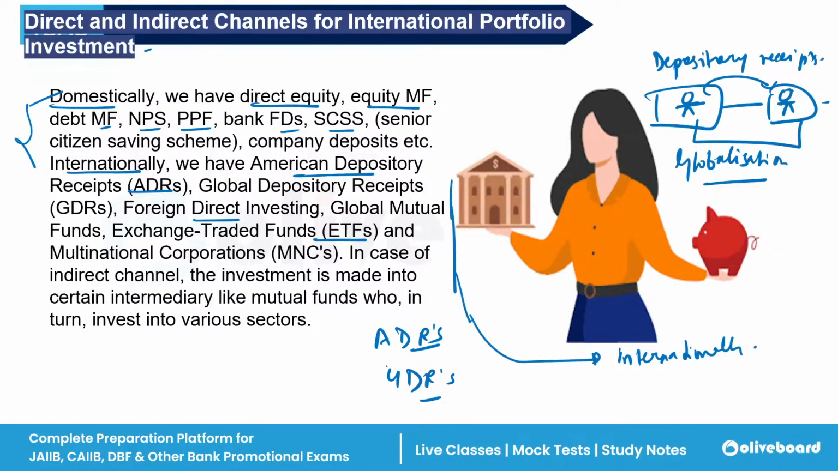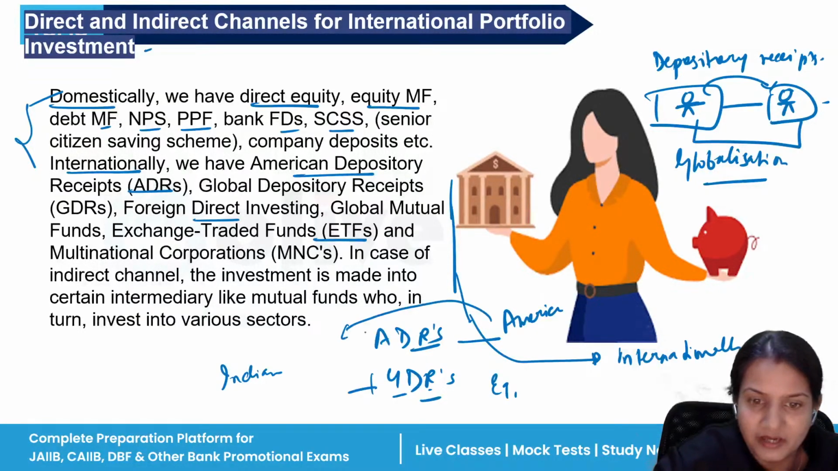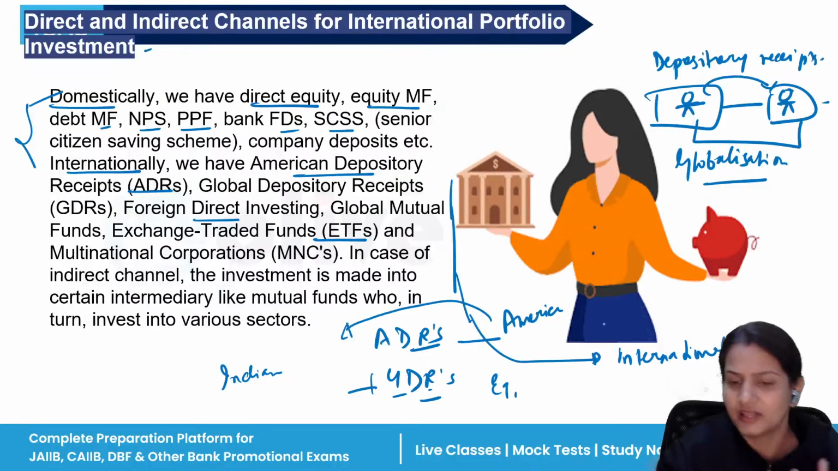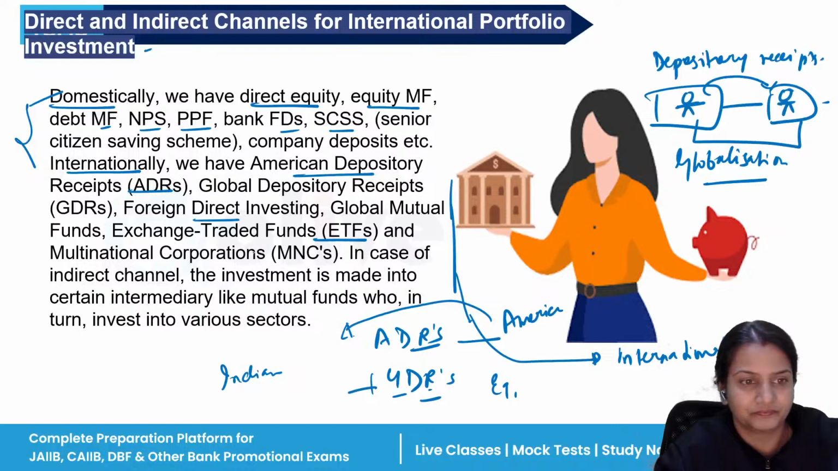GDR is what? When an Indian company raises funds from the international market by selling their equity, by selling shares, then it is known as a global depository receipt. Clear? Now, when an Indian company raises funds from America, then it is called American depository receipts. And they can raise funds with the help of equity shares. Okay, so this is ADR and GDR.